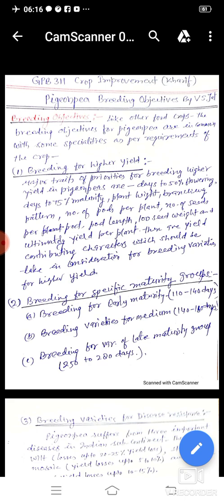Number 2. Breeding for specific maturity groups. As we know, pigeonpea is a crop which has three types of maturity: early maturity, medium maturity, and late maturity groups. So, breeding for early maturity varieties, that is the duration of 110 to 140 days of maturity. Breeding varieties for medium maturity duration, that is in between 140 days to 180 days. And breeding varieties for late maturity groups. These are the varieties of the duration of 250 to 280 days.